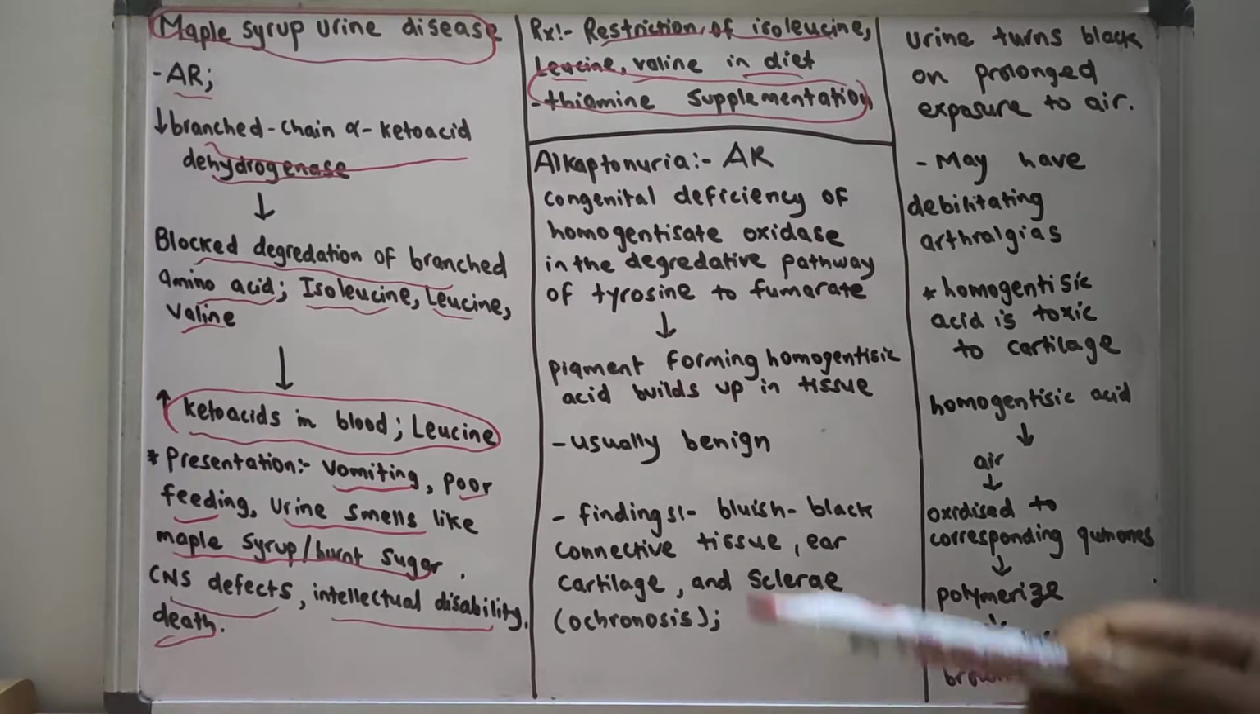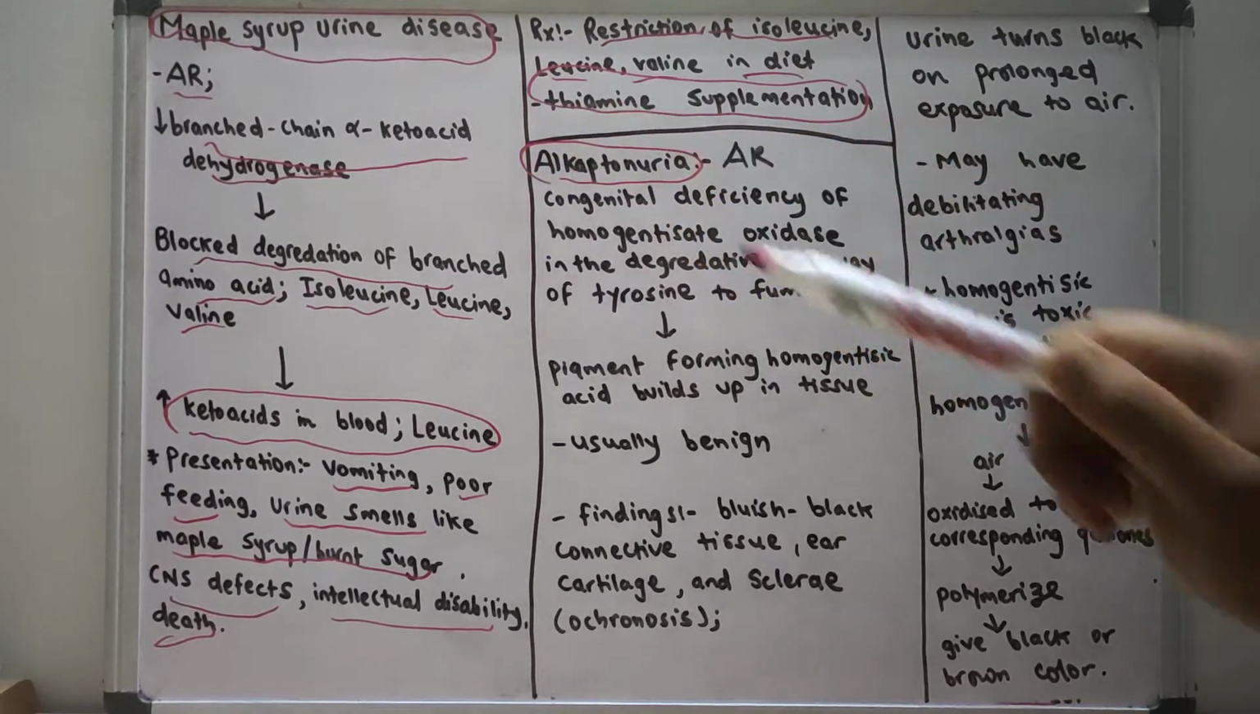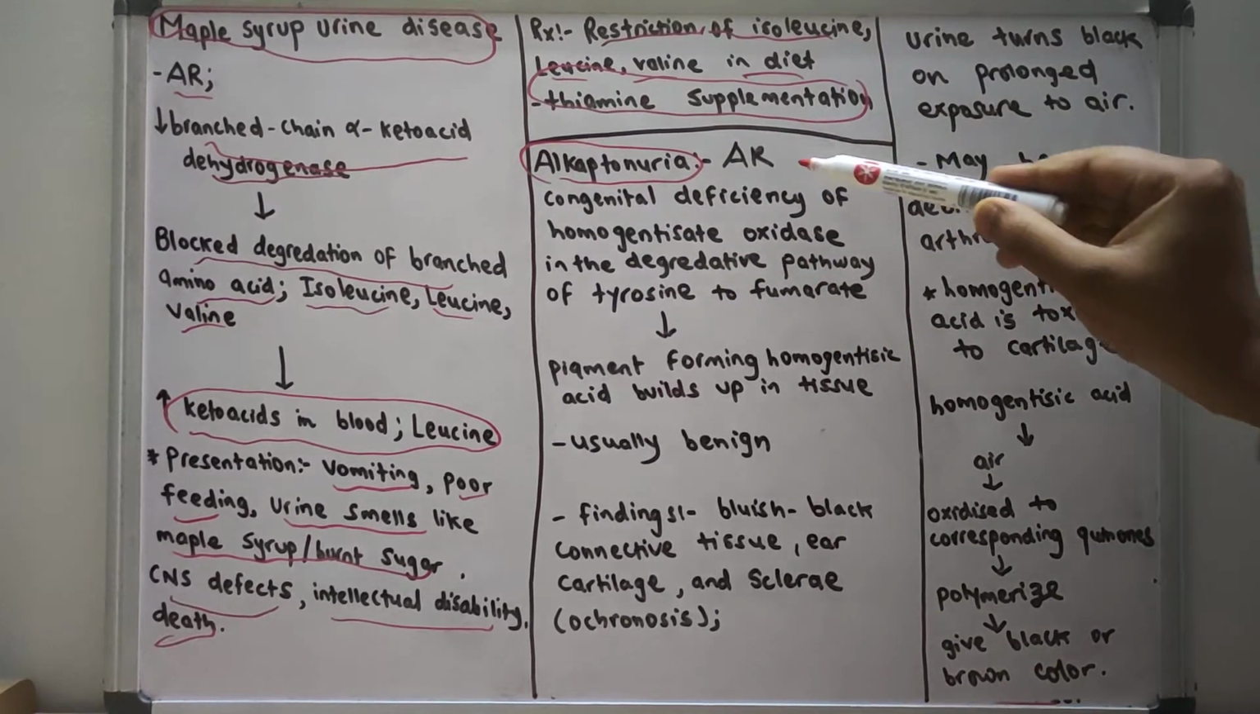Also, thiamine supplementation helps in this maple syrup urine disease. Now let us discuss alkaptonuria. This alkaptonuria is also an autosomal recessive disorder.